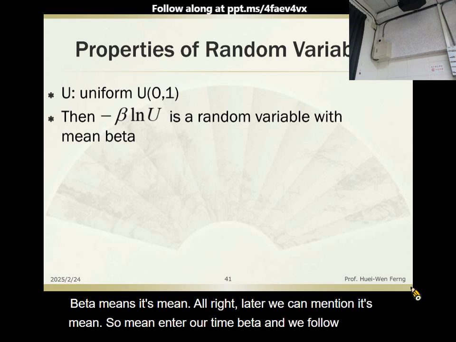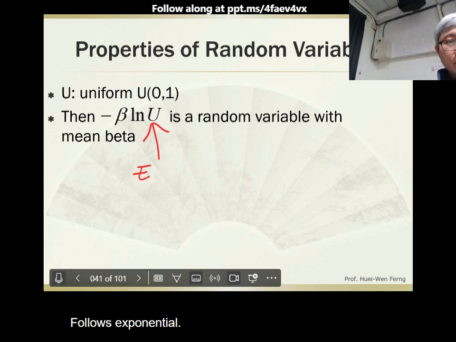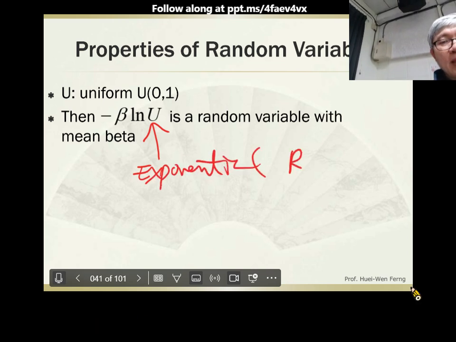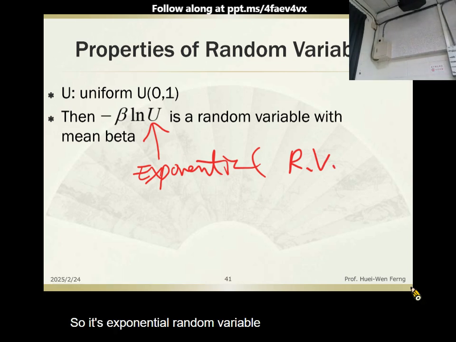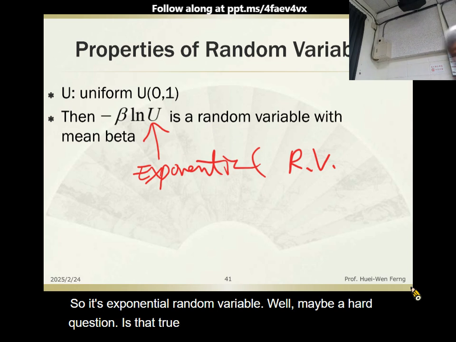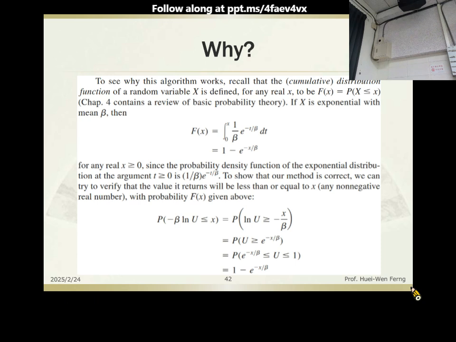Then this formula follows exponential. So it's an exponential random variable. Well, maybe you have a question. Is it true? This one follows exponential? So we already have a check. About the check, I give 1 minute to go through first, and later I will check it quickly for you. Take a look and think about, is it okay?